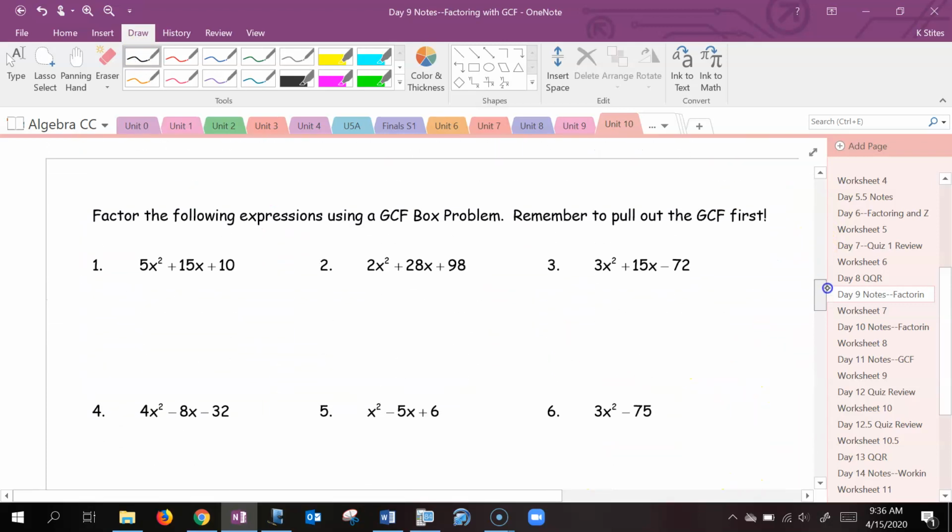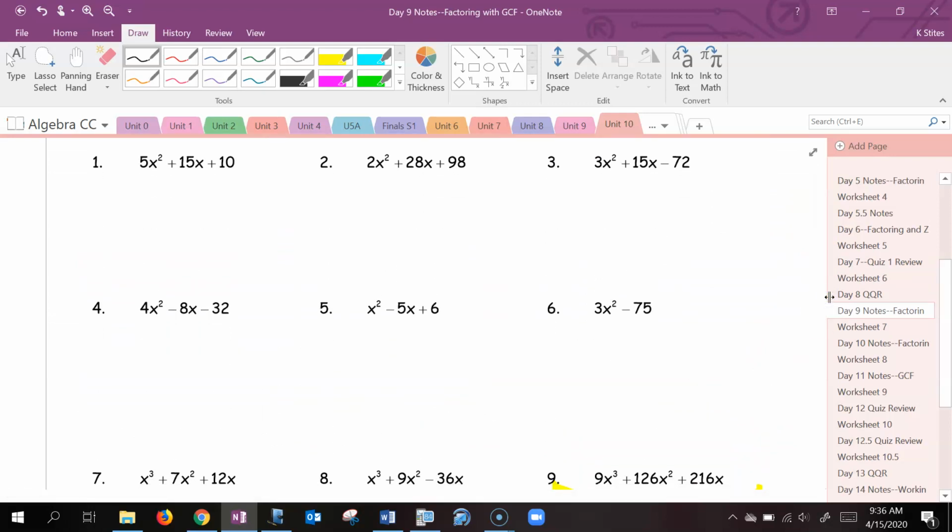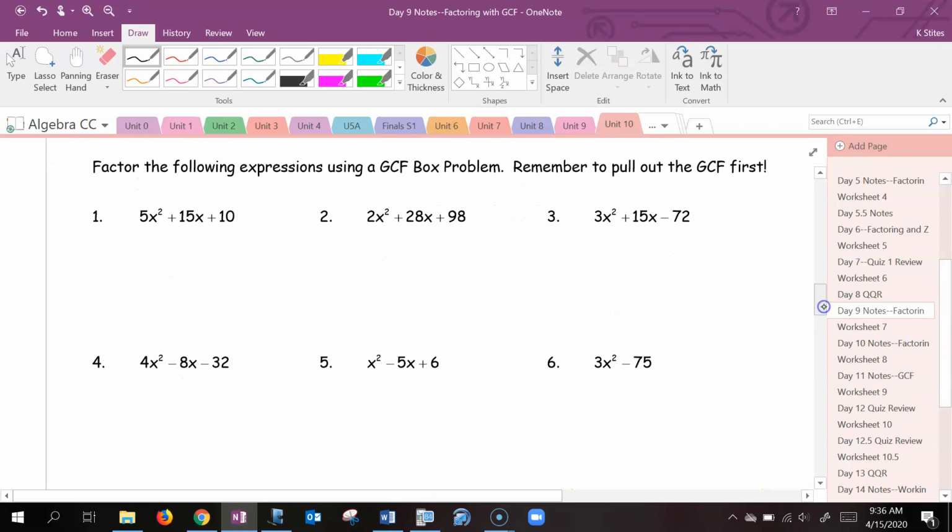All right, and we're just going to do number 1 through 8, and then you'll have a Canvas quiz to do today. Okay, so again, factor the following expressions using a GCF box problem. Remember to pull out the GCF first. If you have a number in front of x squared, you must pull out your GCF first, okay, before you can do your box problem.